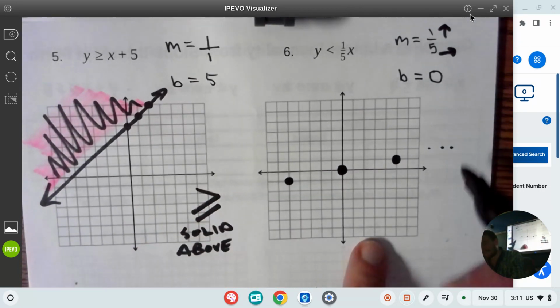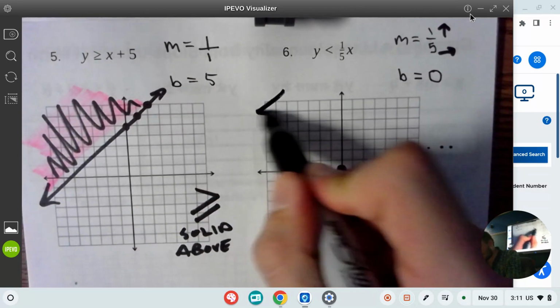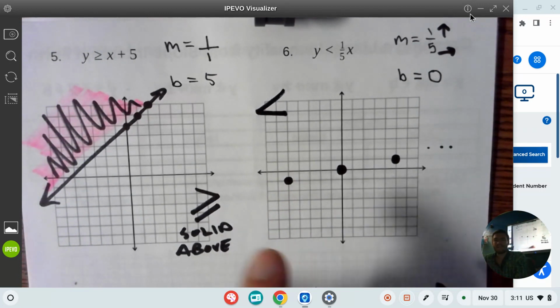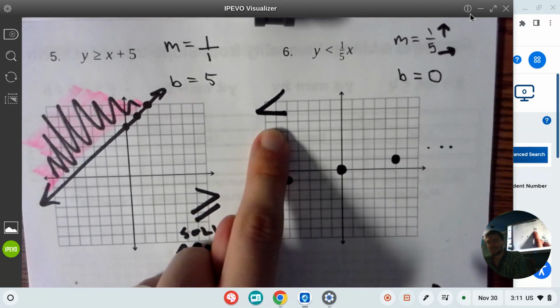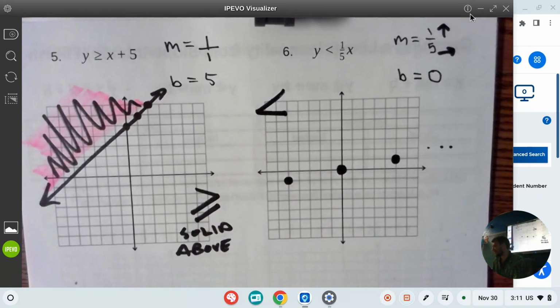Now, I've got this symbol. Is that a solid or a dashed line? That's going to be dashed. So, we're going to go ahead and make a dashed line.